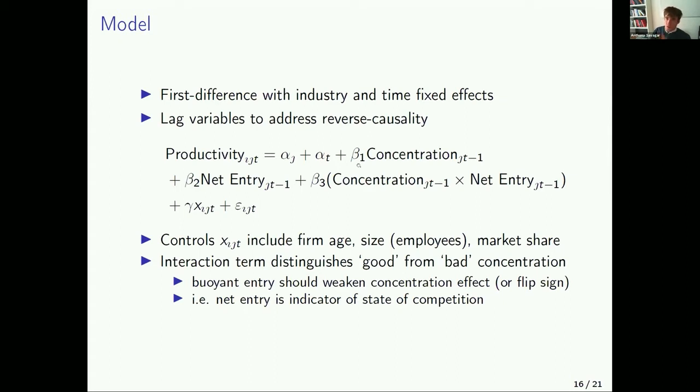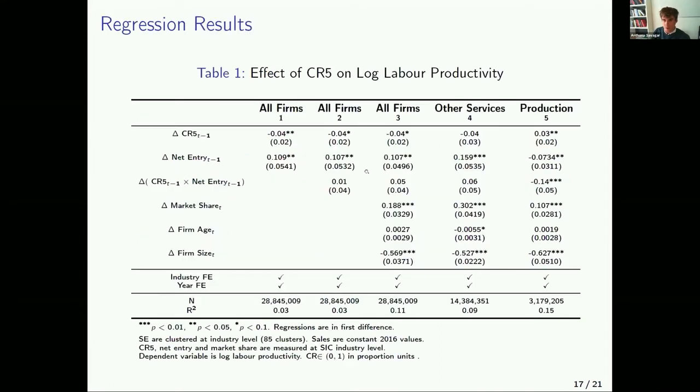So we're going to find this concentration coefficient is negative, as you'd expect if you were to believe the hypothesis that concentration is somehow indicative of inverse competition. More concentration, less competition weakens productivity, and we indeed find that. So here we have a few different specifications.